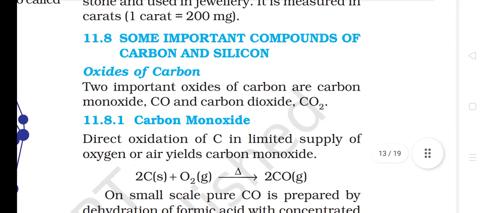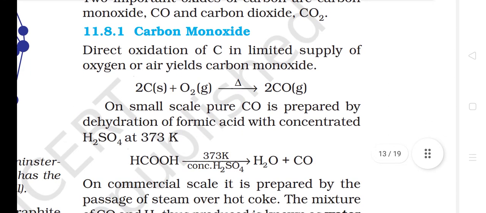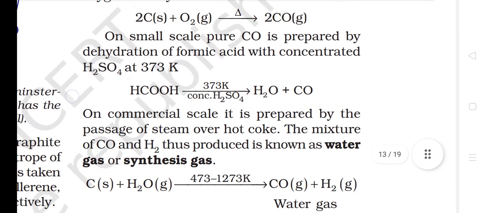11.8 Some important compounds of carbon and silicon. Oxides of carbon. The two important oxides of carbon are carbon monoxide and carbon dioxide. Carbon monoxide. Direct oxidation of carbon in limited supply of oxygen or air yields carbon monoxide. On a small scale, pure CO is prepared by dehydration of formic acid with concentrated H2SO4 at 373 Kelvin.